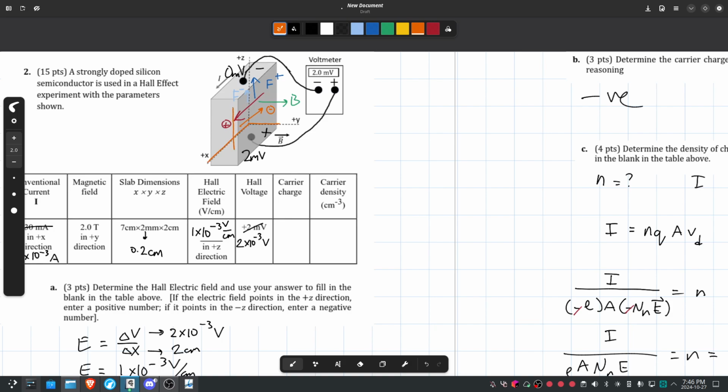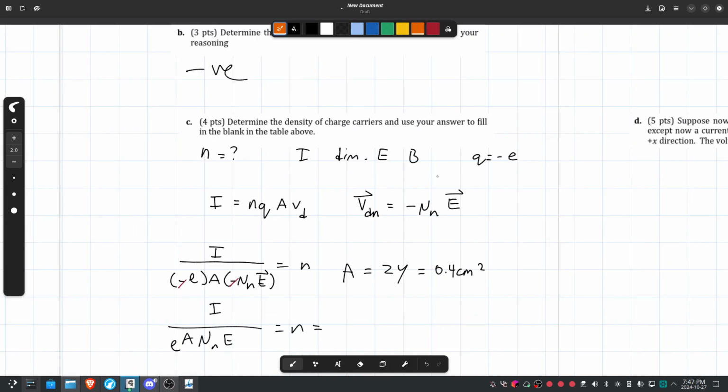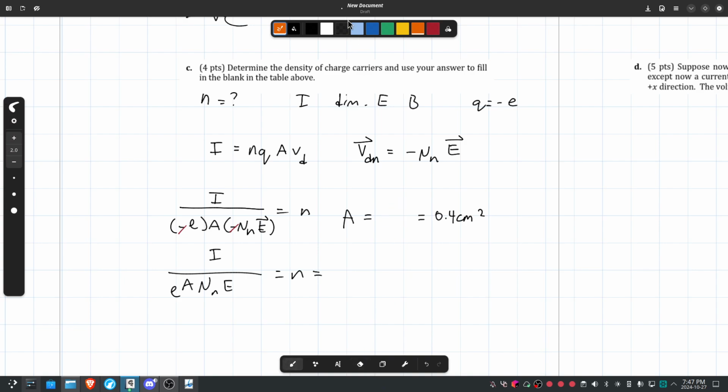Because we're working with Hall voltage, Hall electric field, we're using the cross-sectional area for the Hall stuff. And that means this is going to be 7 centimeters, this is 0.2 centimeters, and that comes up to our area. So the correction is going to be XY, not ZY. That's going to be 0.2 times 7, 1.4 centimeters squared.